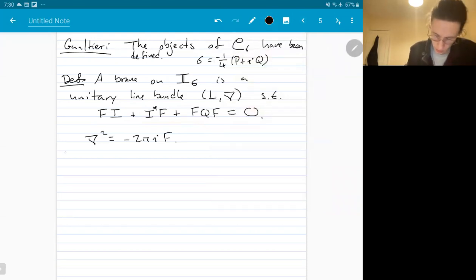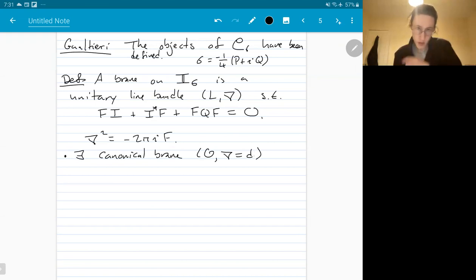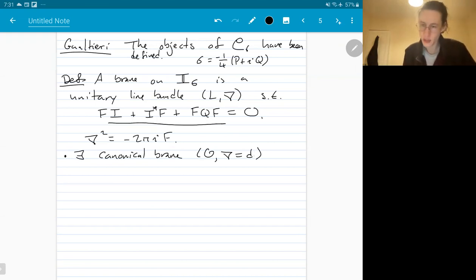So there's always a canonical space-filling brane. Well, let me just say there's a canonical brane, which is given by the trivial bundle with the trivial flat connection, right? Because in this case, the curvature is 0, and that's trivially a solution to this equation. So we always have at least this object.